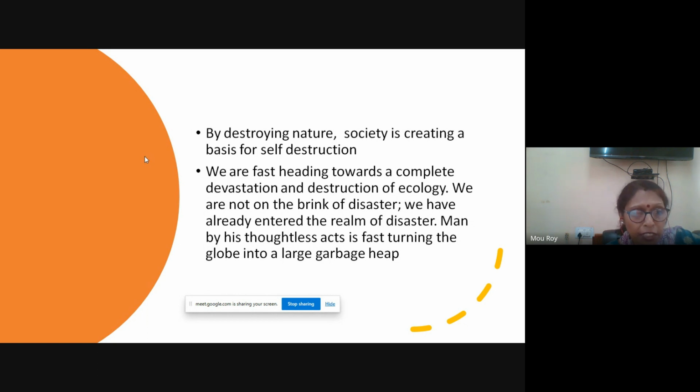species from human activities, because by destroying nature, society is creating a basis for self-destruction. That is how we should promote conservation of nature, because if you see the scenario, you'll find that we are fast heading towards a complete devastation and destruction of ecology. There are a lot of buildings coming up, a lot of constructions going on, roadways are being broadened. So much destruction is going on, and all of it is man-made.